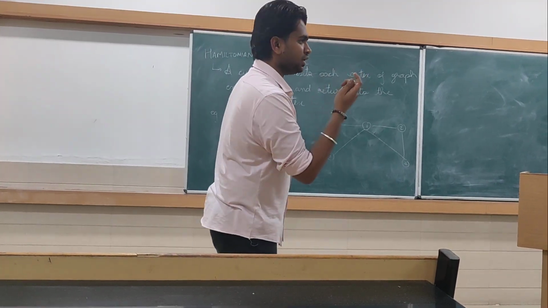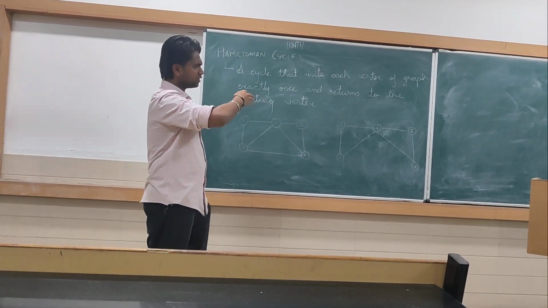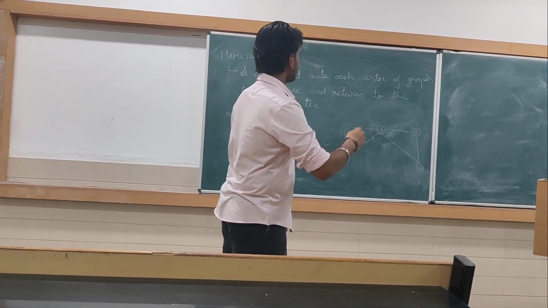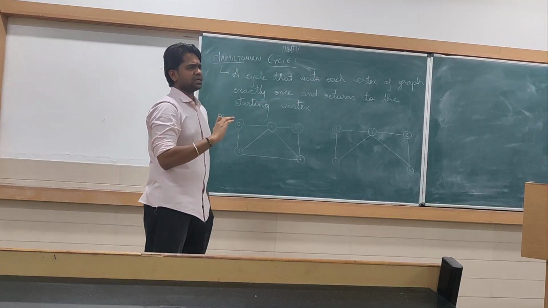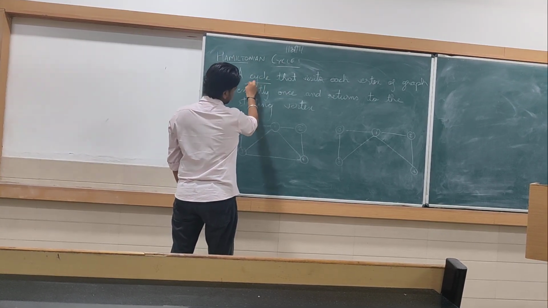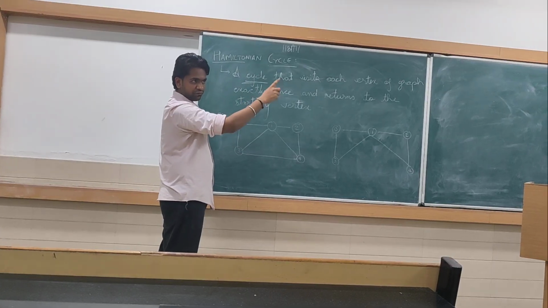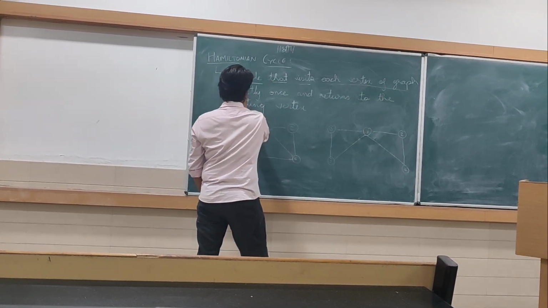Today, let's see graphs and an algorithm on graph. So, firstly, let's understand what is a Hamiltonian cycle. The definition is pretty simple, right? Hamiltonian cycle means it is a cycle in a graph that visits each vertex of graph exactly once.